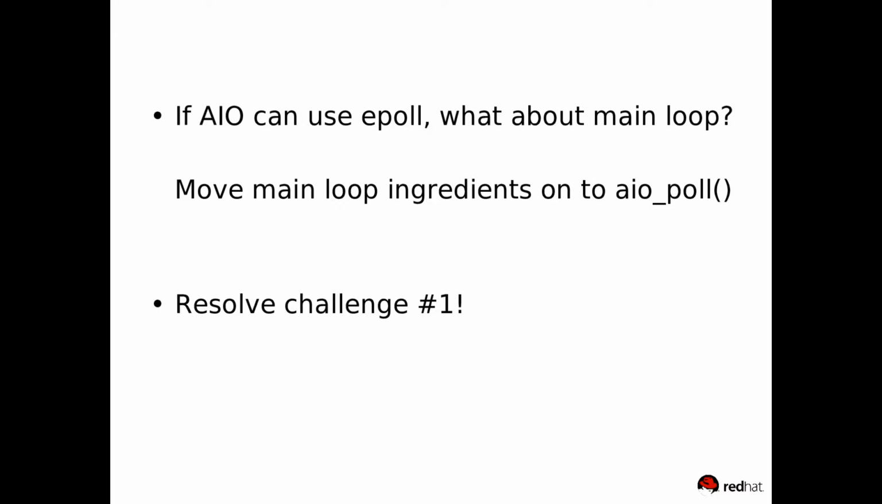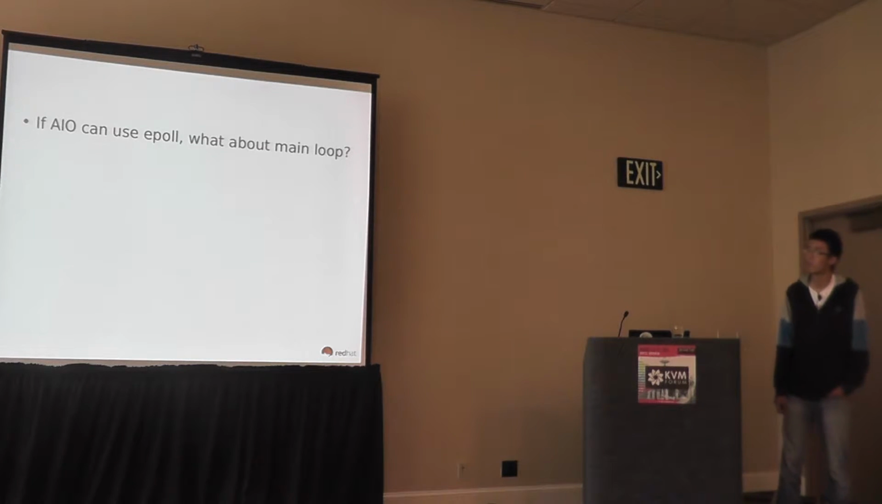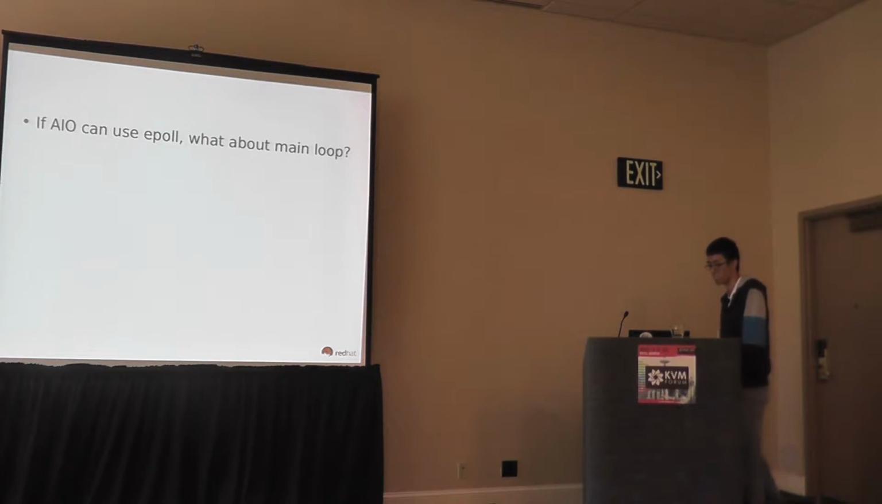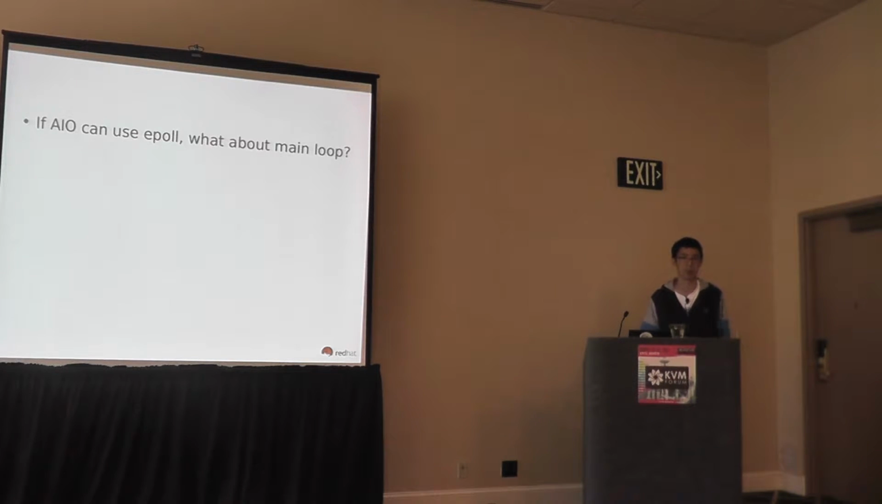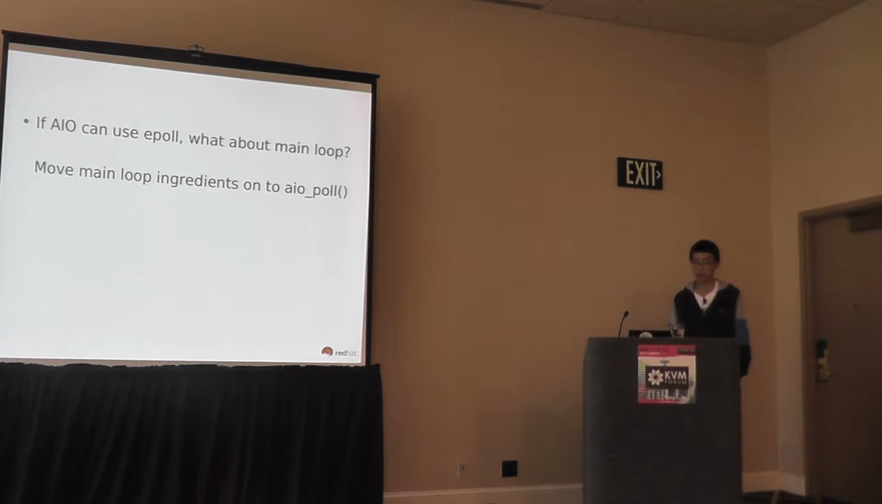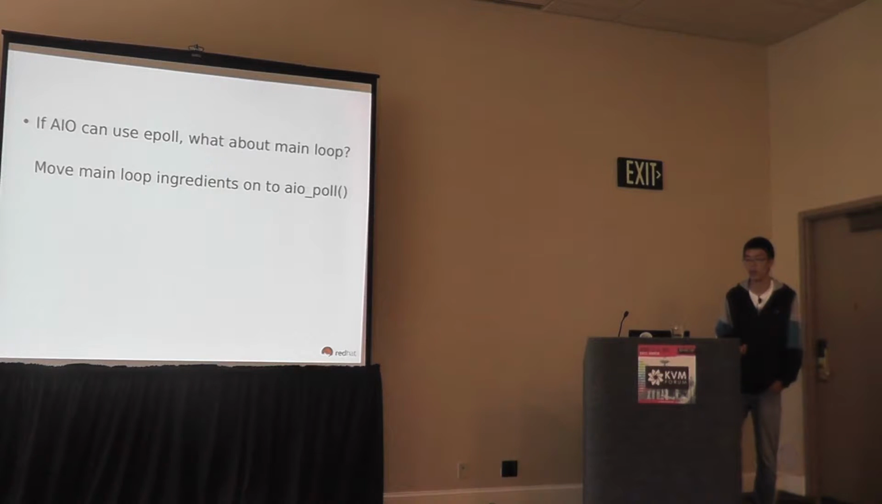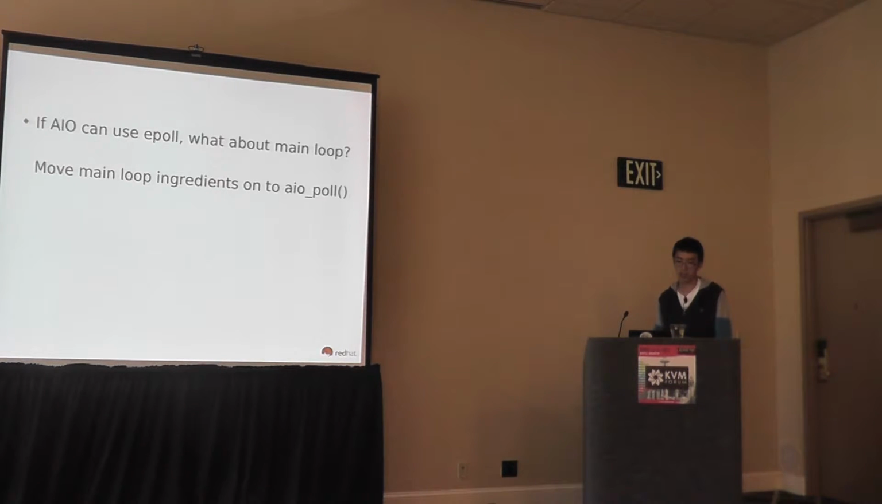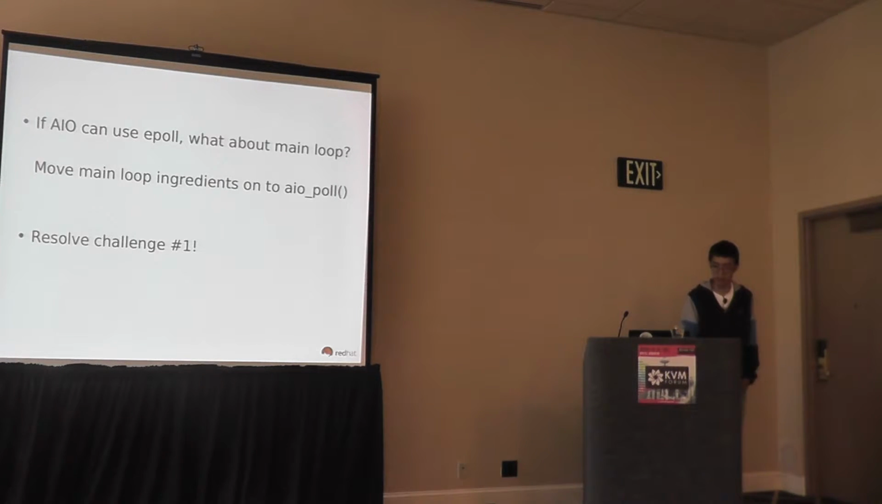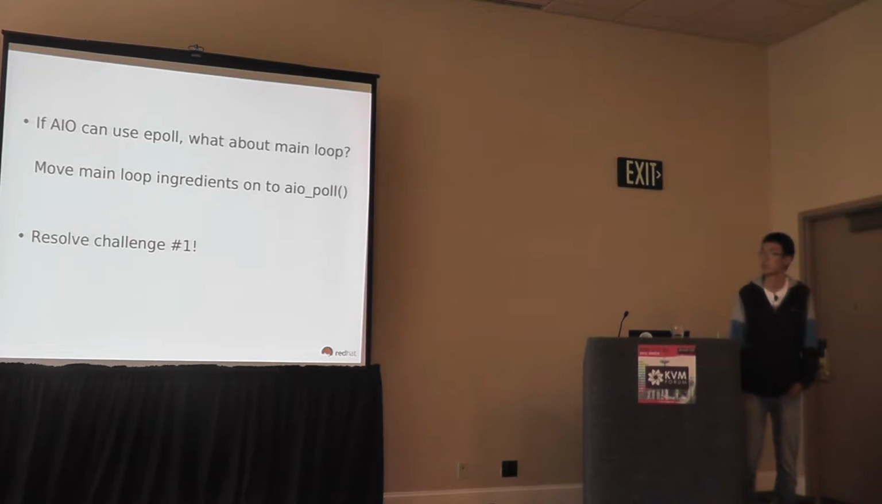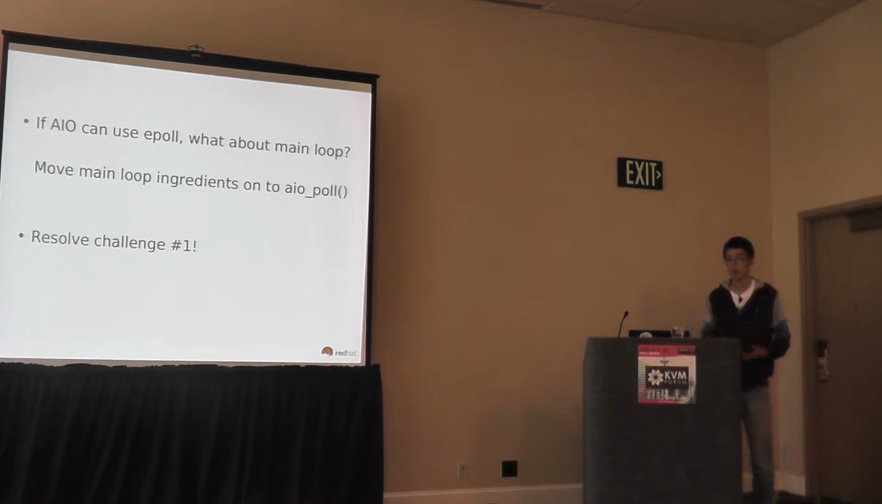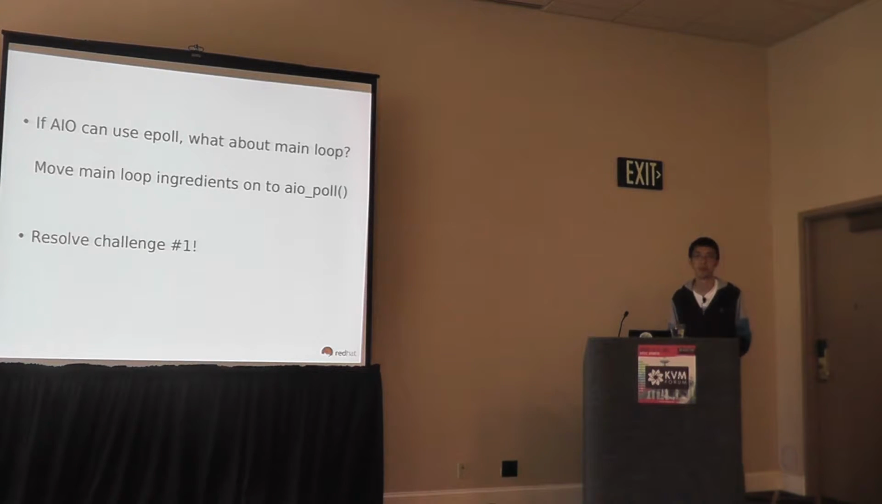So the main loop has more stuff there. How can we make use of epoll? Basically, we can't with the current code, but we can change it. We can move the IO handler, we can move the sleep, and also the GSource on top of AIO. We just need to make the AIO interface more powerful. So now the mission is assigned. We need to resolve challenge number 1 so that they are the same, and we can use the AIO interface in the main loop, and we get the epoll performance.